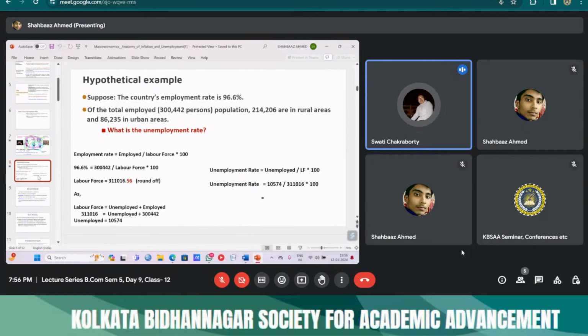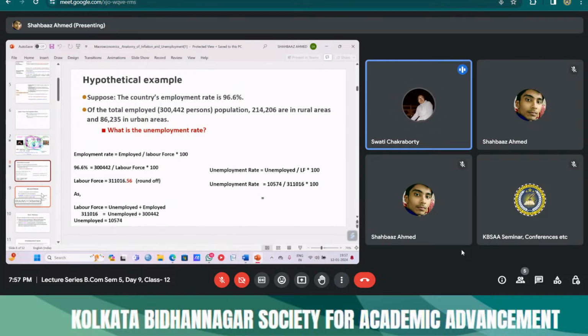Okay, this is also an example. Suppose the country's employment rate is 96.6%, and the total number of employed population is 3,004,442 persons, out of which 2,014,206 are in rural areas and 986,235 are in urban areas.